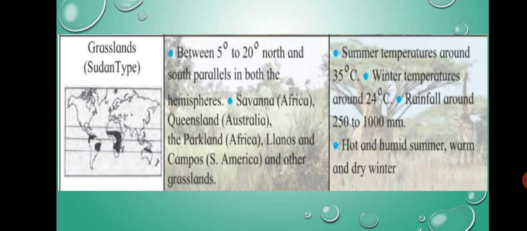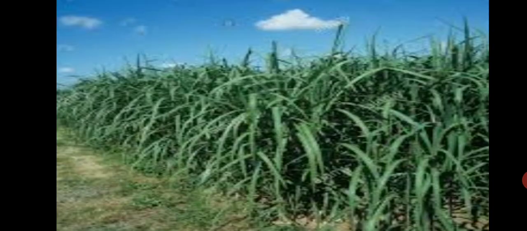Summer temperatures are around 35 degrees Celsius, whereas winter temperatures are around 24 degrees Celsius. Rainfall is around 250 to 1000 millimeter. Hot and humid summer, warm and dry winter is observed here. Regarding natural vegetation, tall and thick grass is found here.